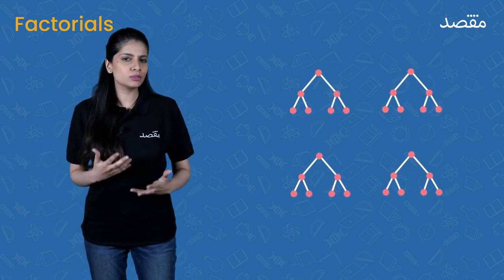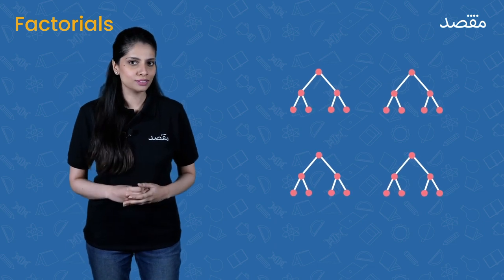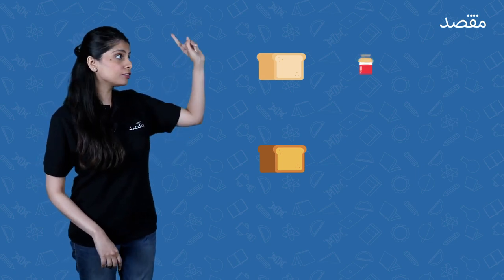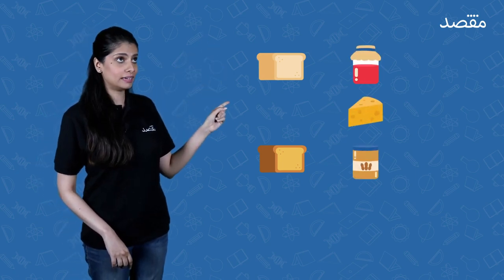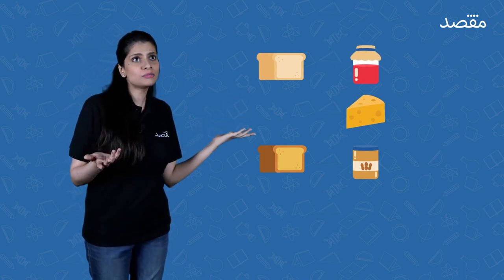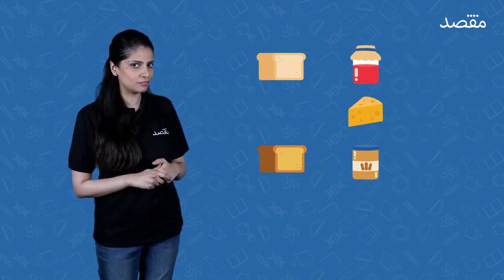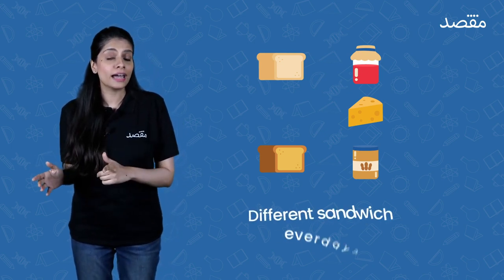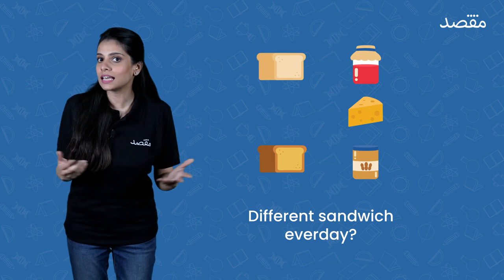सो नाउ लेट्स लुक एट अ बिट मोर कॉम्प्लेक्स एग्जाम्पल. सो आई हैव गॉट टू टाइप्स ऑफ ब्रेड, वाइट ब्रेड एंड ब्राउन ब्रेड. आई ऑल्सो हैव थ्री टाइप्स ऑफ फिलिंग्स. आई लाइक जैम सैंडविचेस, आई लाइक चीज सैंडविचेस एंड आई लाइक पीनट बटर सैंडविचेस. सो कितने कॉम्बिनेशंस बन सकते हैं सच दैट मैं हर रोज एक डिफरेंट सैंडविच खा सकूं?